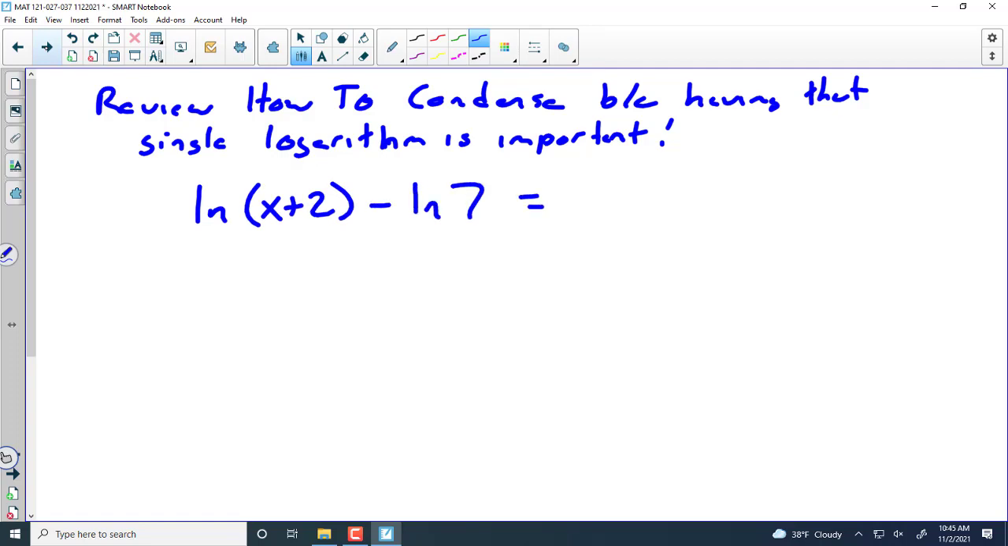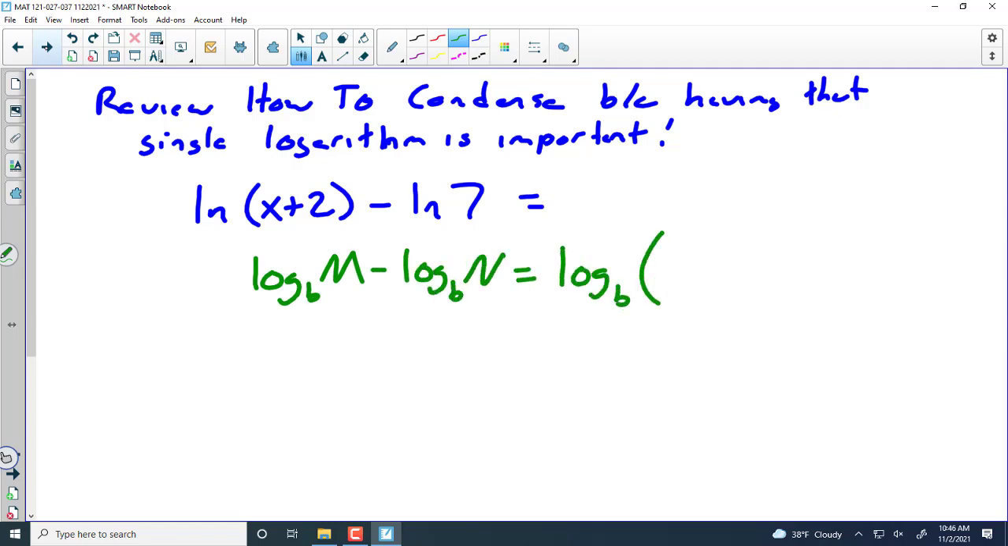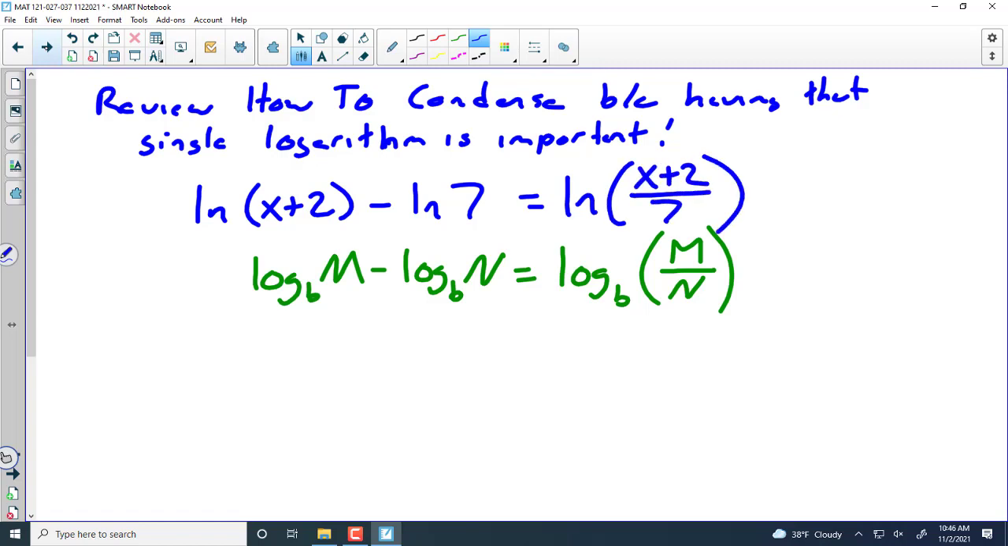Can we condense that down to a single logarithm, everyone? Even though there's a minus sign, not a plus sign, because what rule do we use if there's a minus sign? Not the product rule, but what was the other one called? It was called the quotient rule. And the quotient rule told us that if you have the logarithm of something minus same base logarithm of something, that equals this. The logarithm of the one with the positive logarithm over the one with the negative logarithm. So this right here can be rewritten as ln of x plus 2 over 7, like that.